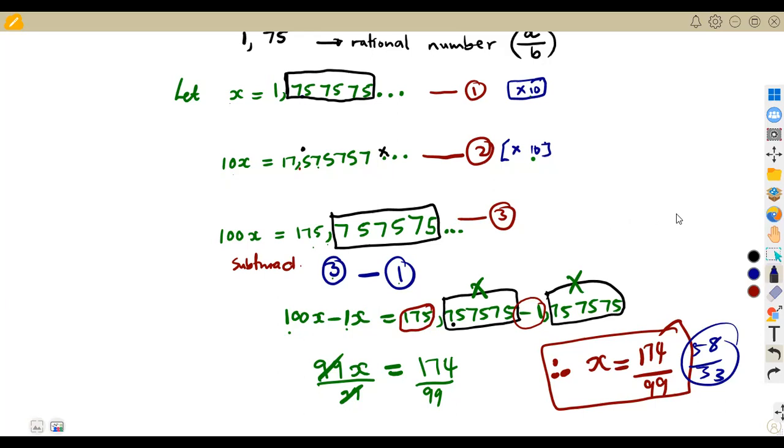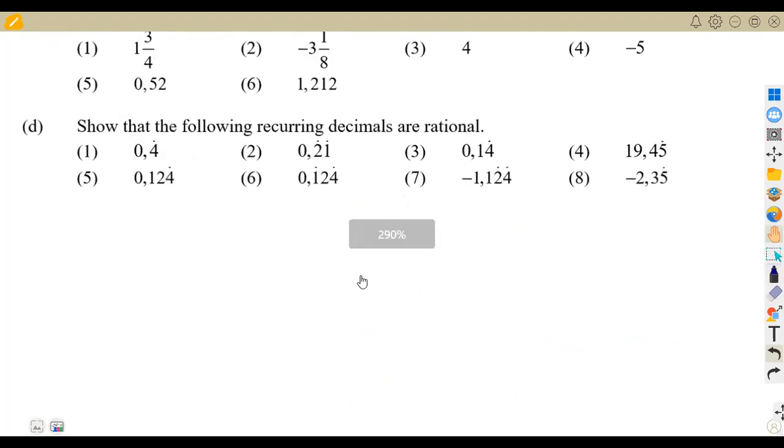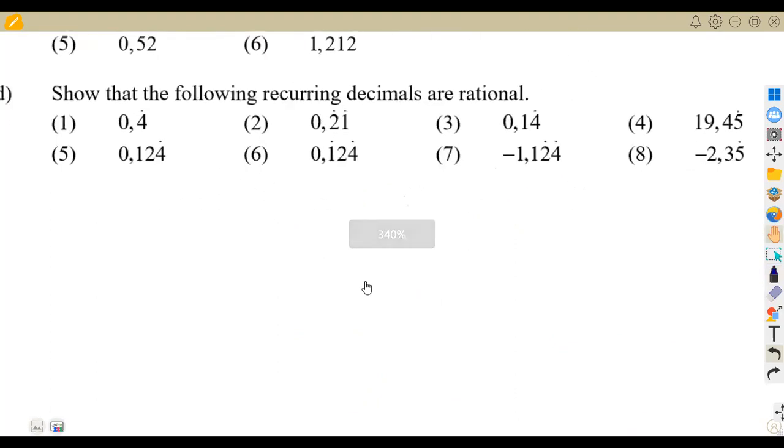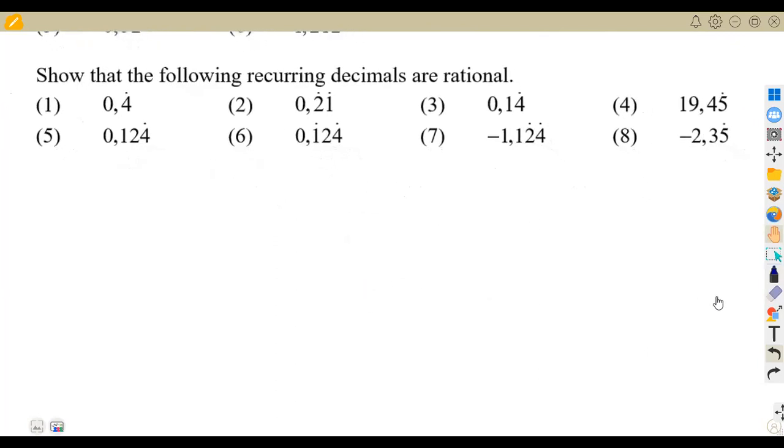Like I said, these are the typical questions that you are going to be given and that you're going to work with. This is an introduction to help you understand how to work those typical questions. This is the same situation that we have on this exercise, where we are asked to show that the following recurring decimals are rational. So we are given 0.4, and so on. It's just a repetition of what we've been talking about.